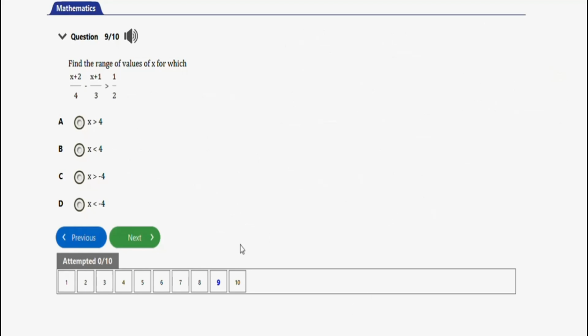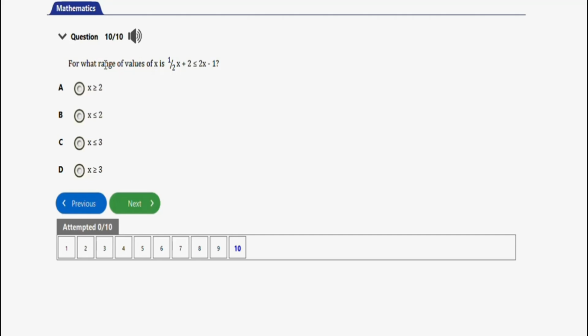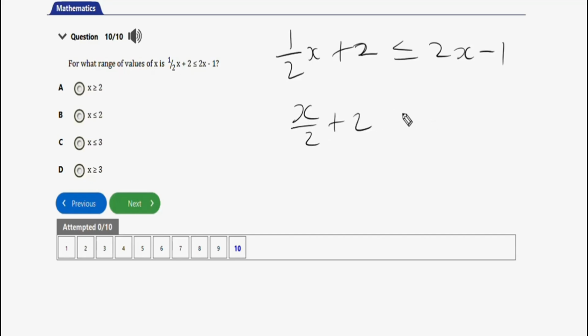So guys, the last repeated question is this one. It says, for what values of x is this plus this less than or equal to this. Okay, so let's solve this together. This is also very easy. So we have 1/2x plus 2 is less than or equal to 2x minus 1. Okay, so this is the same thing as x/2 plus 2 is less than or equal to 2x minus 1.